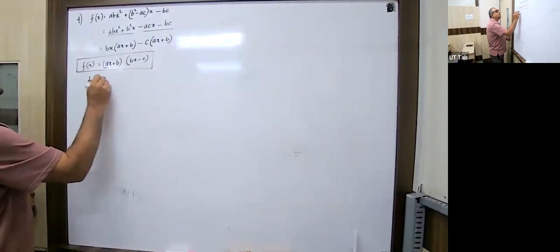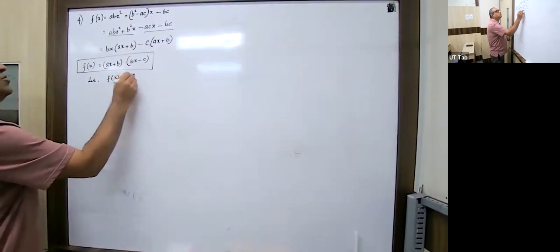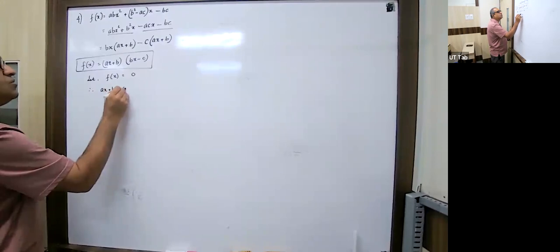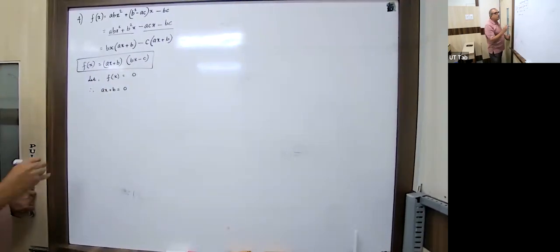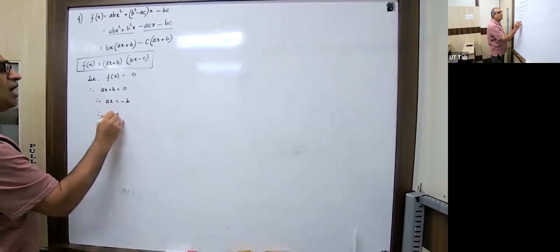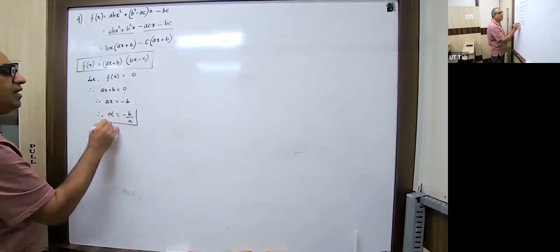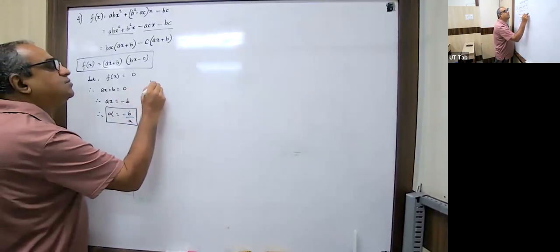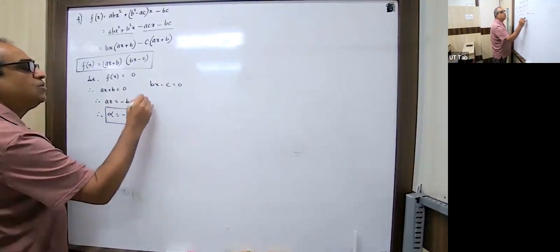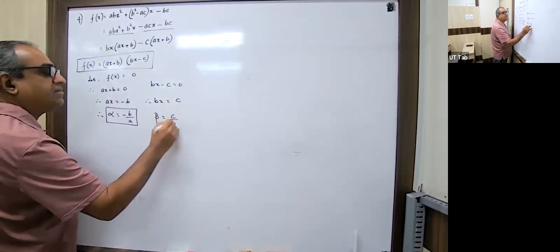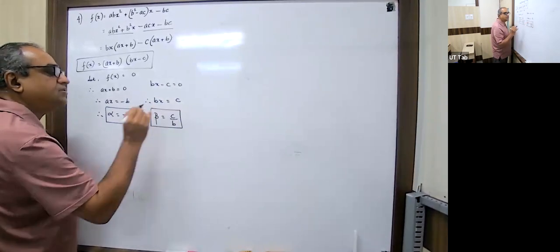To get the zeros, I'll say let f of x be equal to 0. Therefore, Ax plus B is equal to 0. Therefore, Ax is equal to minus B. So I can call alpha as minus B by A. Yes or no? Then I will take Bx minus C is equal to 0. Therefore, Bx is equal to C. I can call beta as C by B. Correct?